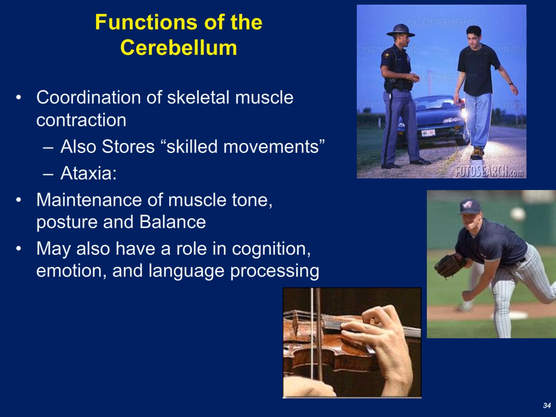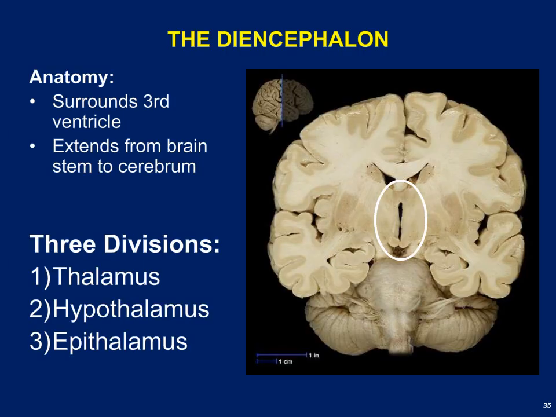And finally, we think the cerebellum may also be important in emotion, language processing, and also cognition or higher thinking. Okay, the next brain region is called the diencephalon. The diencephalon surrounds the third ventricle, which is shown here, and extends from the brainstem to the cerebrum. The diencephalon can be divided into three different structures: the thalamus, the hypothalamus, and the epithalamus.